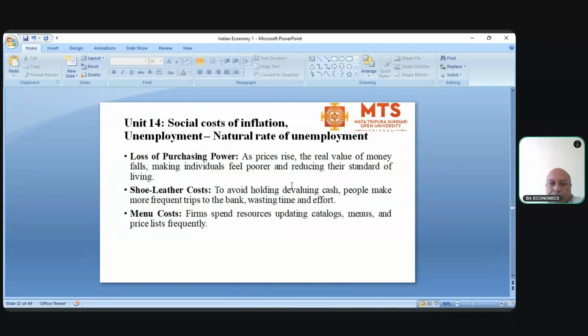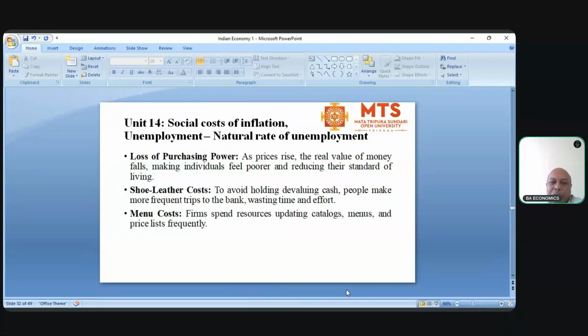So, shoe leather cost. It is a concept. During high inflation time, it is possible that people visit a bank for collecting money. During inflation time, the price of goods increases continuously. Today, suppose the price of any product is 50 rupees. Tomorrow, the price will be higher. The next day, the price will be higher again. So prices of goods will increase very rapidly. So people always visit the bank and try to withdraw money. This is known as shoe leather cost.